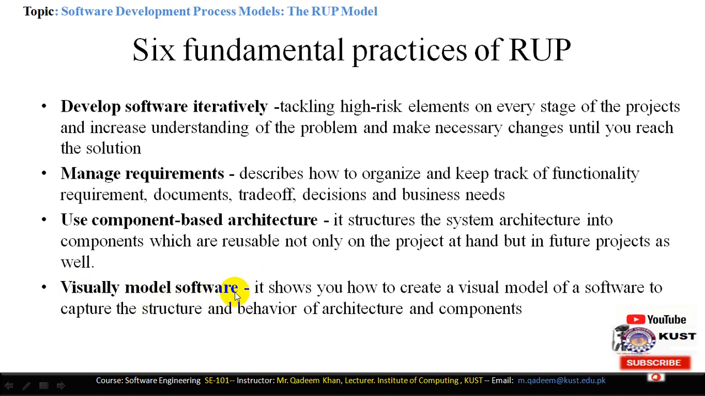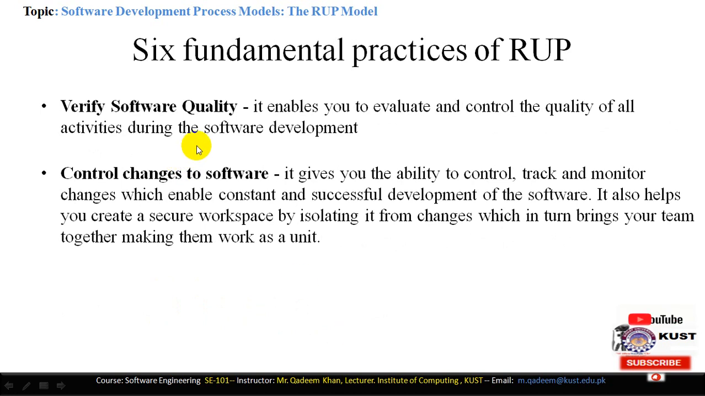UML is used to model the software. Here the product is usually developed, because UML is the usual development of the product. Basically, UML gives us a graphical notation, so that's why it gives us a visual model of the products. Verify software quality. Here the quality of the product is verified.